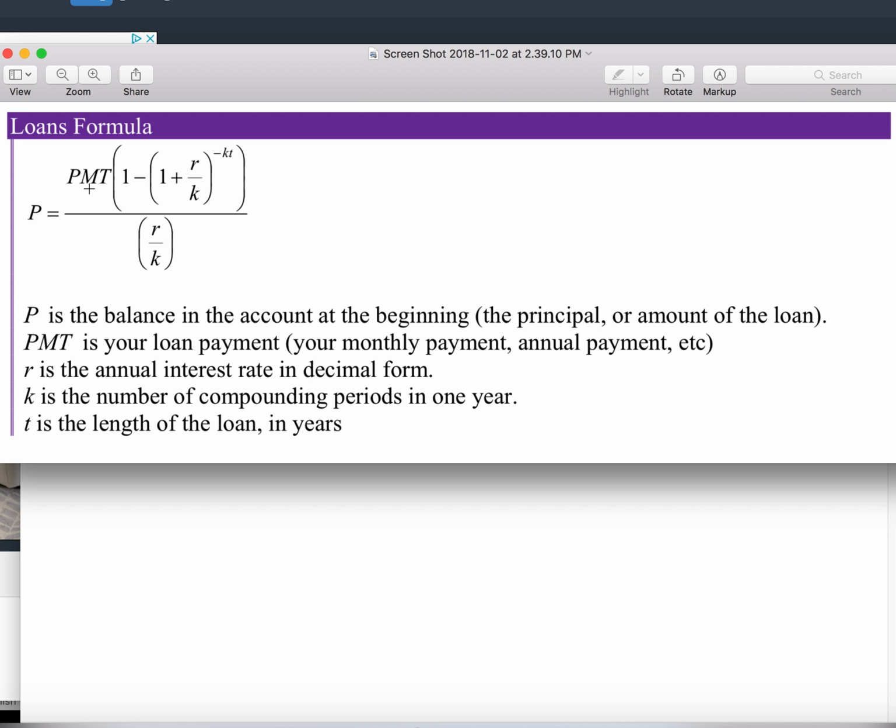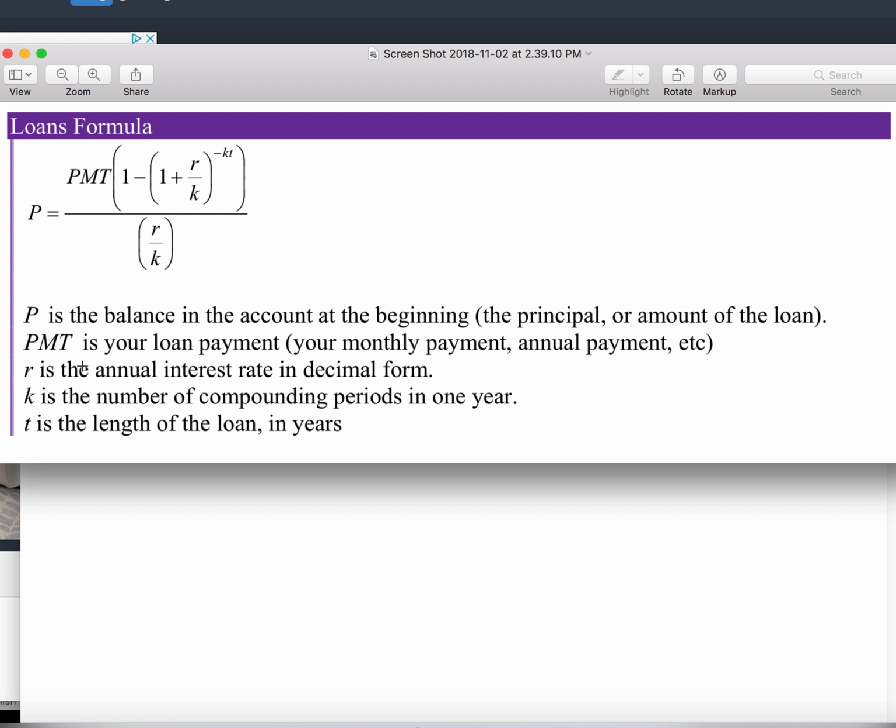This is the formula that we utilize for loans, where P is the balance in the account at the beginning, and that's important. It's the principal of the loan, so that's not your interest charges or anything else. It's just the amount of money you're borrowing. Your payment is your loan payment, so $100 a month, $1,000 a month. That's what PMT stands for. R is my annual interest rate. It has to be in terms of annual. Remember that time unit is so important, and it has to be a decimal.